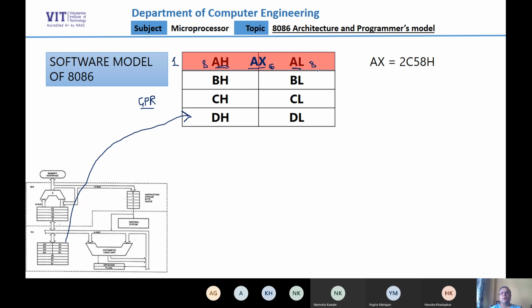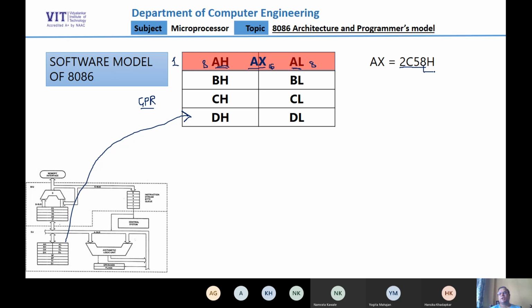For example, if I want to store one number, let's say 2C58H, this number I cannot store into only AL, or only AH. Why not? Because this is a 16-bit number. How will we come to know that this is a 16-bit number? Because when somebody gives you a hexadecimal number, this H stands for hexadecimal, and asks you to find out how many bits the number is, the logic is very simple.